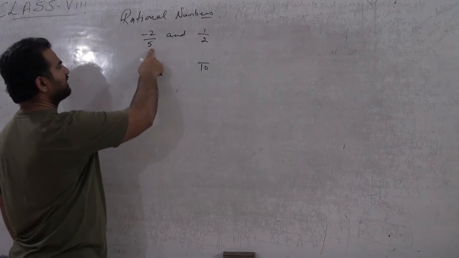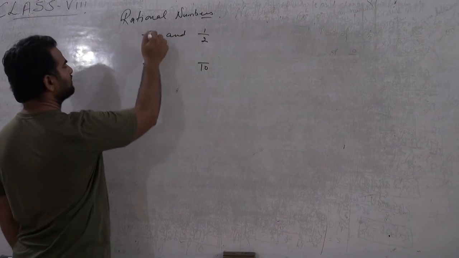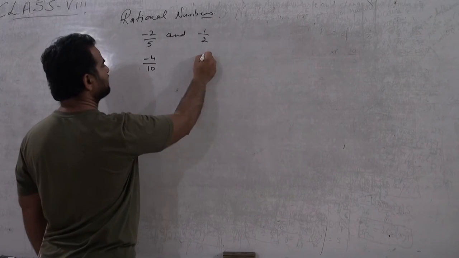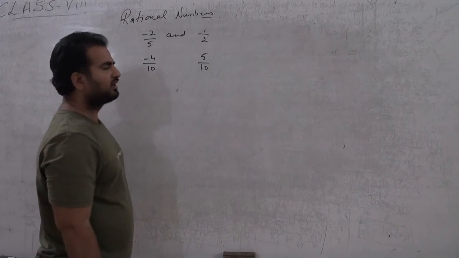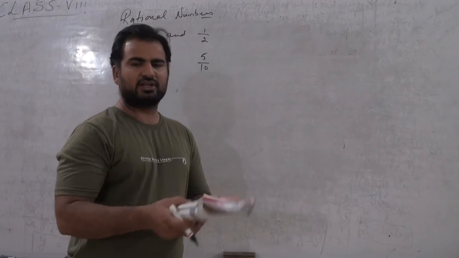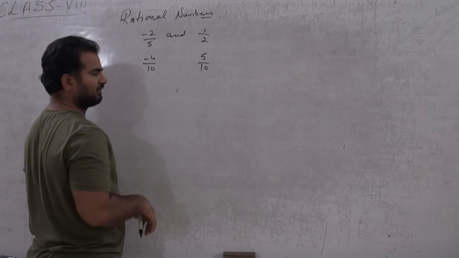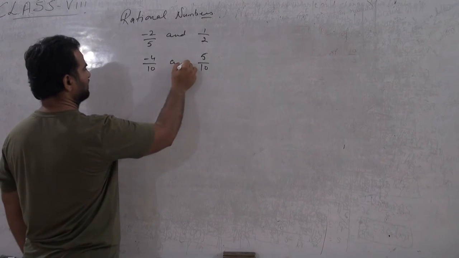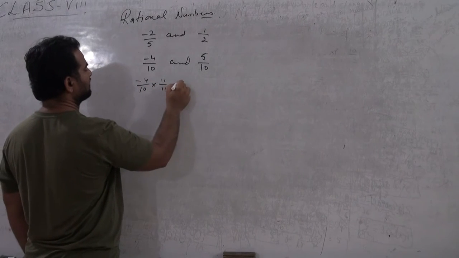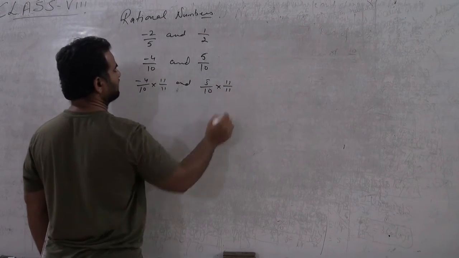Okay, divide the denominator by 5. So 10 divided by 5 will be 2, and 2 into minus 2 will be minus 4. 10 divided by 2 is 5, 5 into 1 will be 5. Okay. How many rational numbers do we have to find? We have to find 10 rational numbers. Then I have to multiply by 11. So I will multiply both of these numbers by 11 by 11. So minus 4 by 10 multiplied by 11 upon 11 and 5 by 10 multiplied by 11 upon 11.